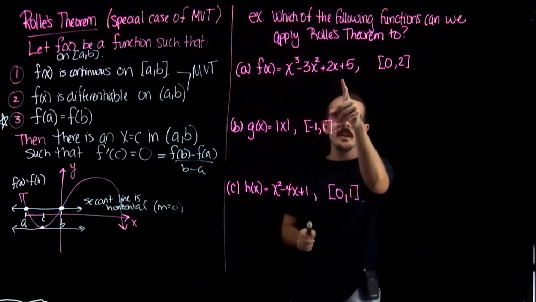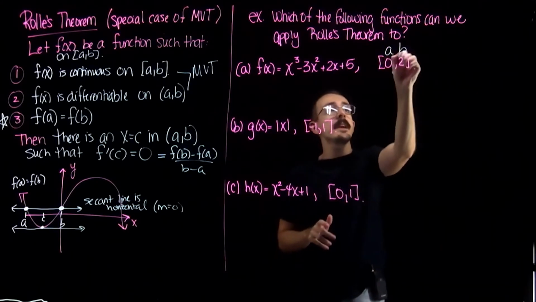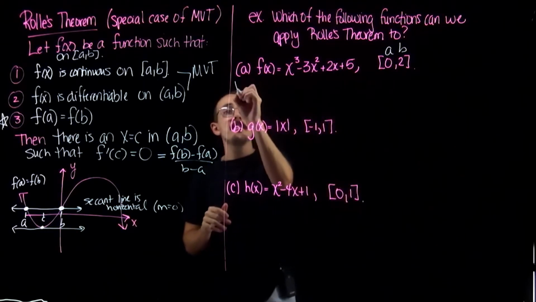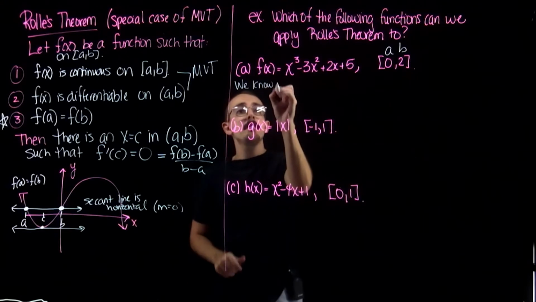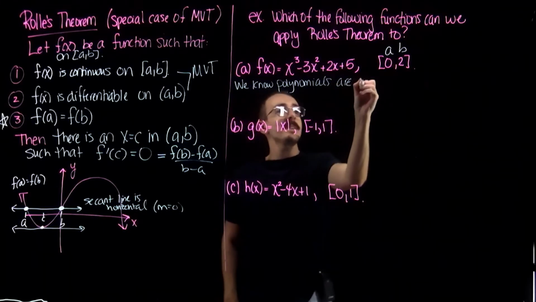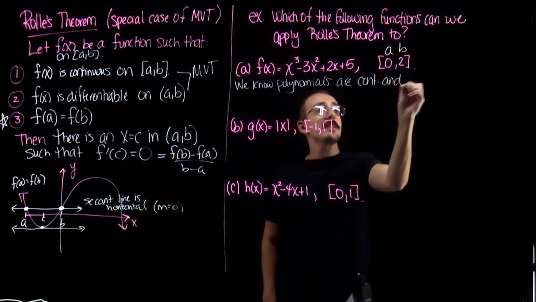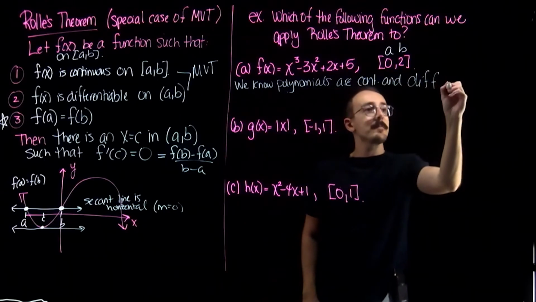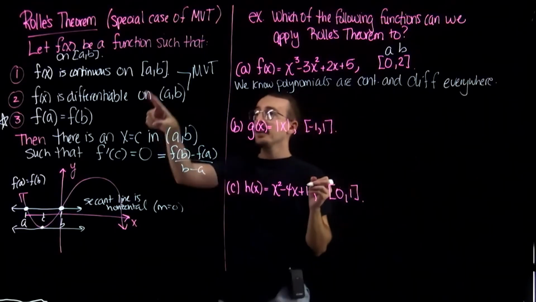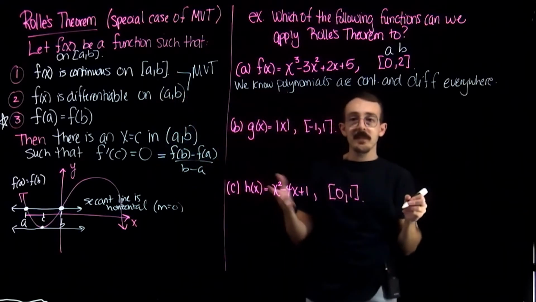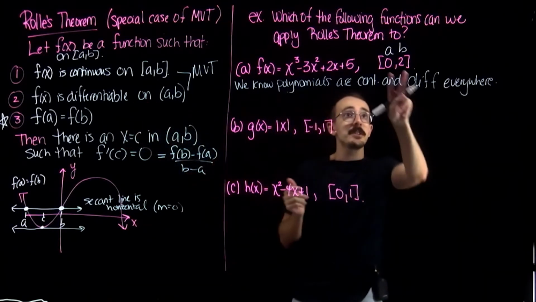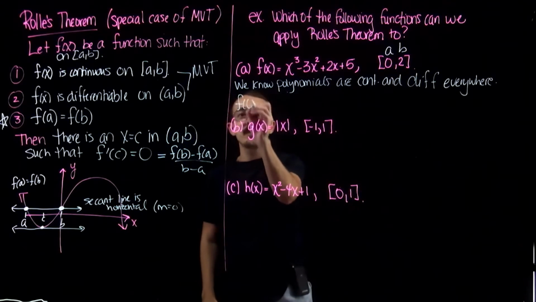So here you have a polynomial on a specified interval. So this is from a to b. Can we apply Rolle's theorem to it? Well, we know polynomials such as this one are continuous and differentiable everywhere. So the first two conditions right here, being continuous and differentiable, are met. What we need to check is the third condition. So is this true? Do the function values actually match at the endpoints? So we're just going to have to check that for ourselves.